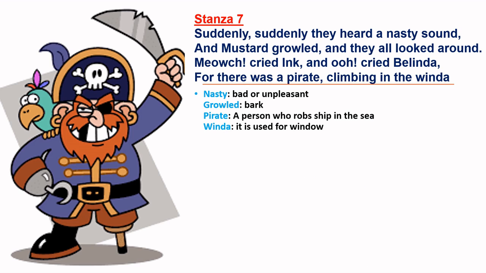Now you see the words here: nasty. Nasty is bad or unpleasant, nasty sound. Growled is actually barking; dogs bark. Then you have pirate, a person who robs ships in the sea. They are known as pirates. Then you have window. It is a short form of window. Here the poet just wanted to create a musical effect, and that's why, to rhyme with the word Belinda, the poet has used the short form instead of window.